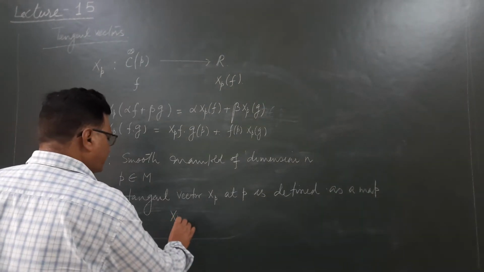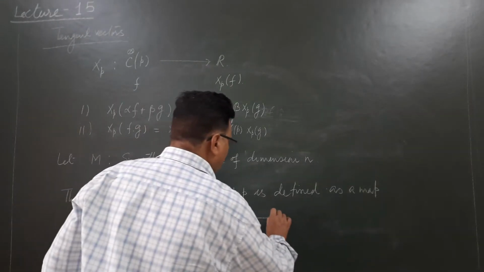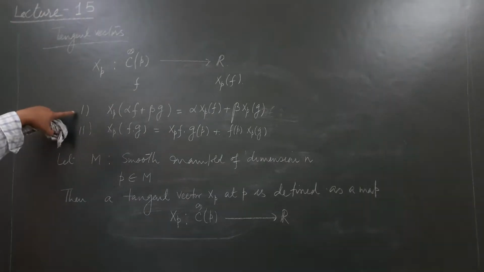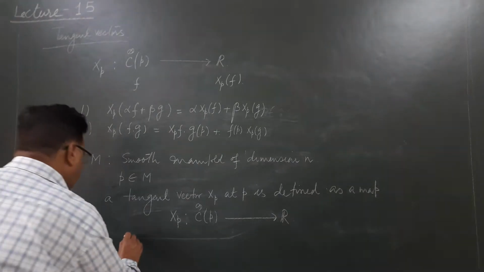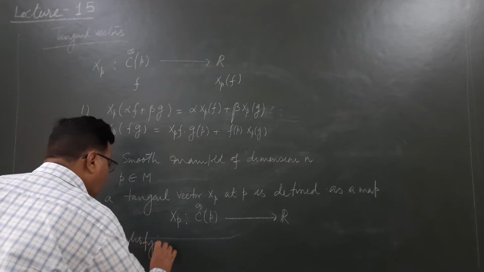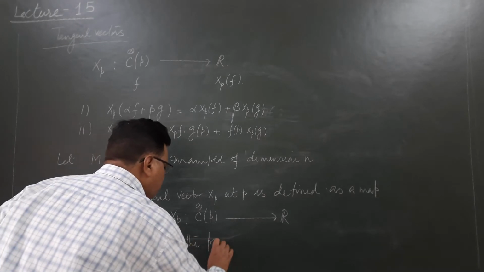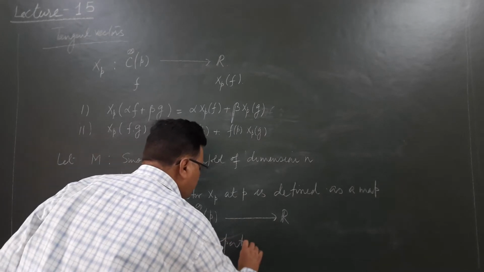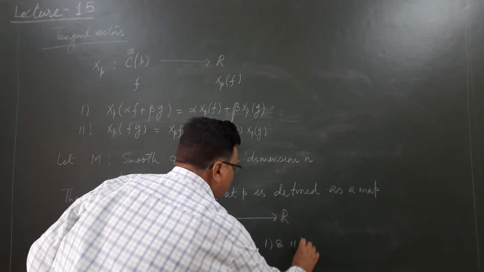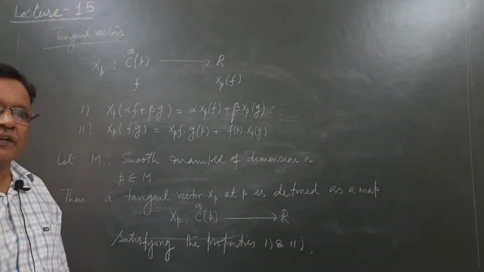What is this map? This is a map from C infinity P to R, satisfying properties 1 and 2. That's all. This is the definition of a tangent vector.